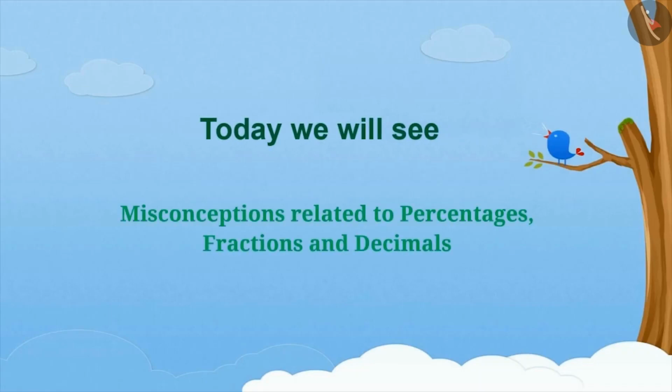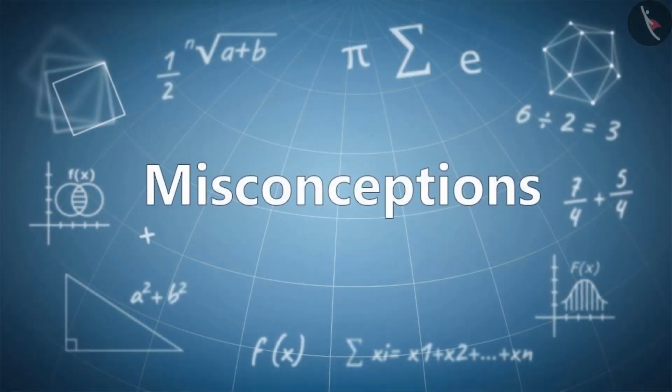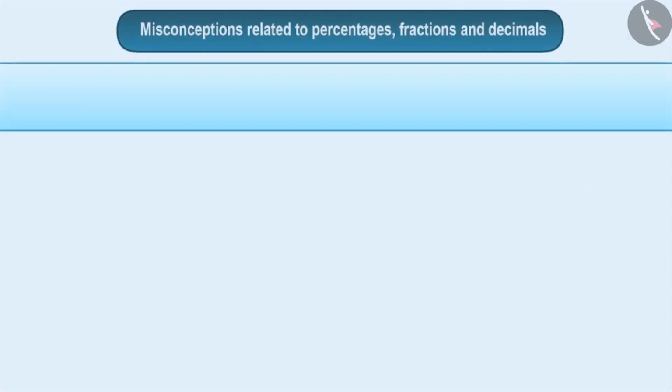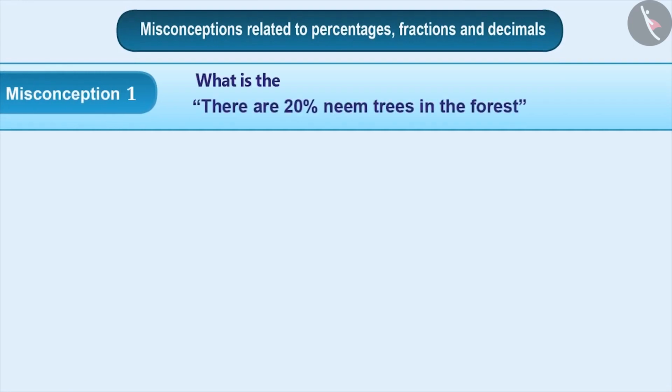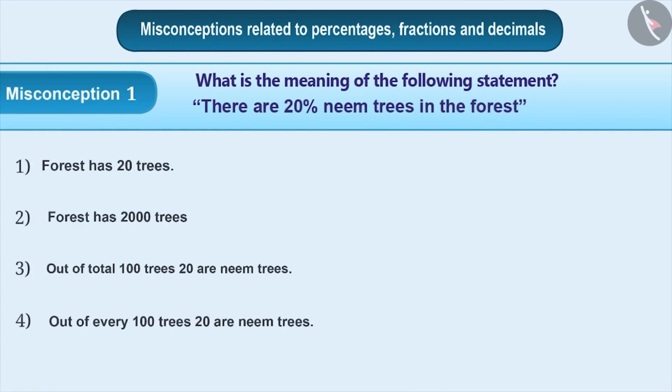Today, we will see some misconceptions related to percentages, fractions, and decimals. Misconception 1. What is the meaning of the following statement? There are 20% neem trees in the forest. Many times, students fail to understand the concept of percentage. When they read these kind of statements, they understand them in the wrong way.